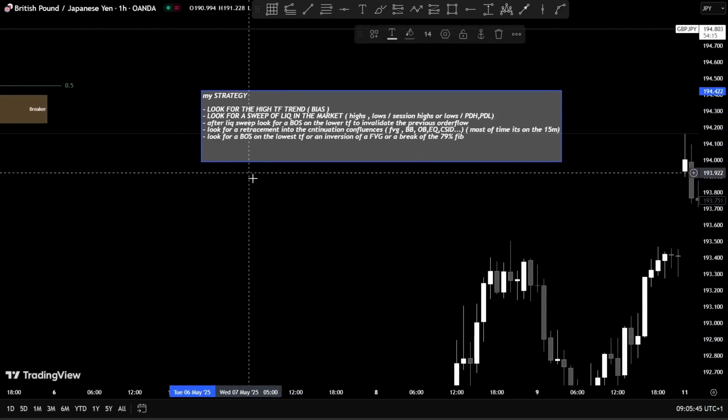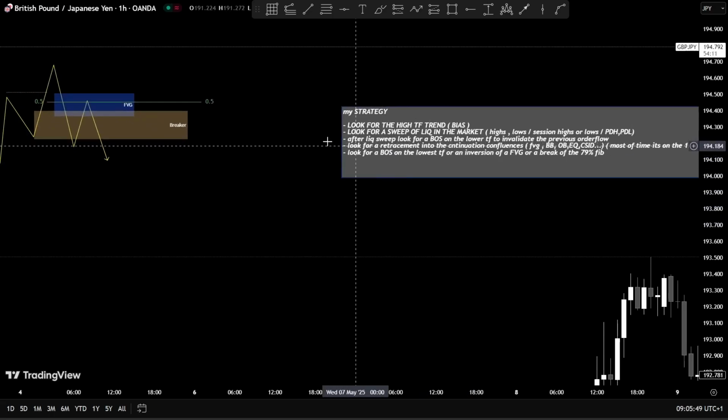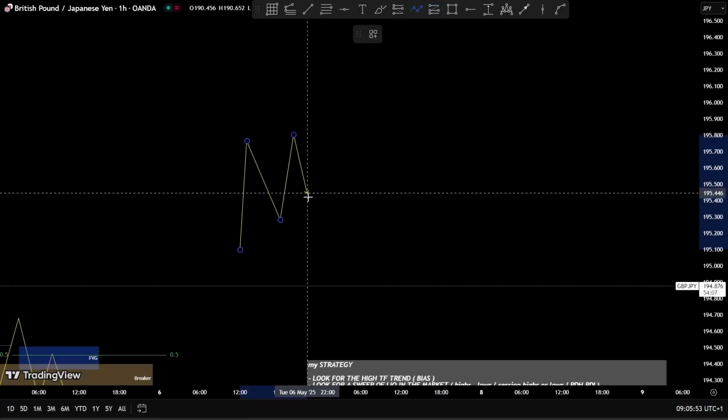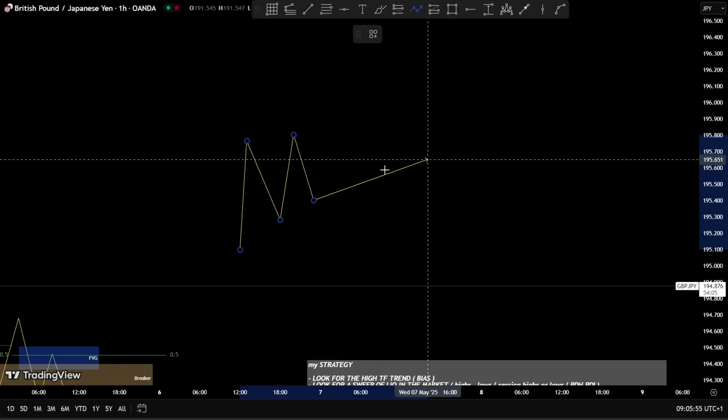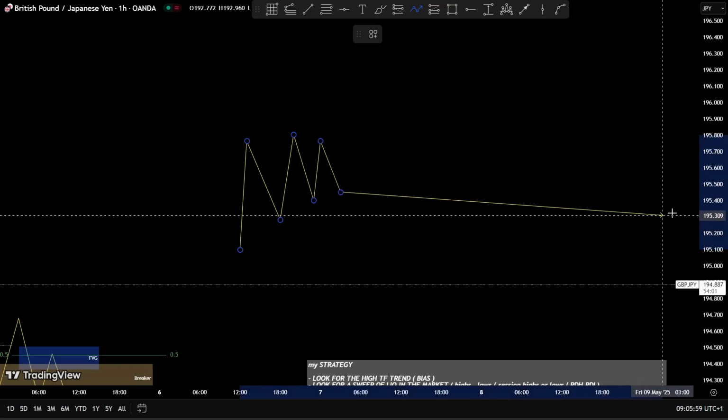So this is the full strategy. The first thing, look for a higher time frame trend or bias. So let's say we are in an uptrend. All right, we are in an uptrend. This is an uptrend. I don't know how to draw, but then what do I want to see?